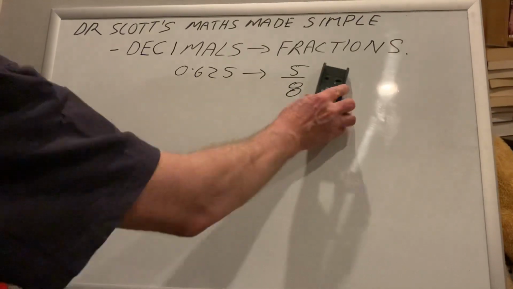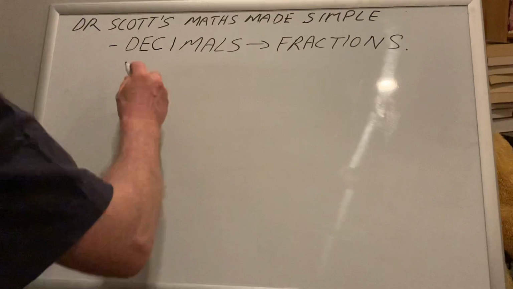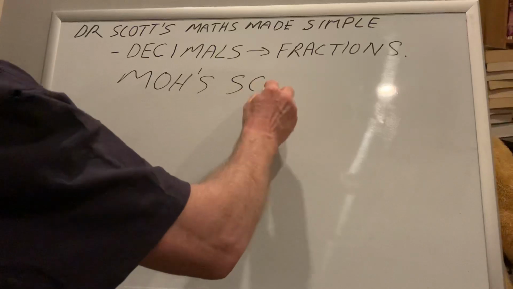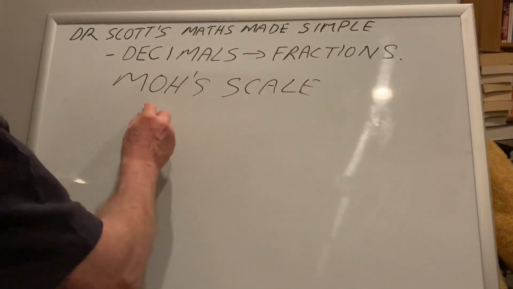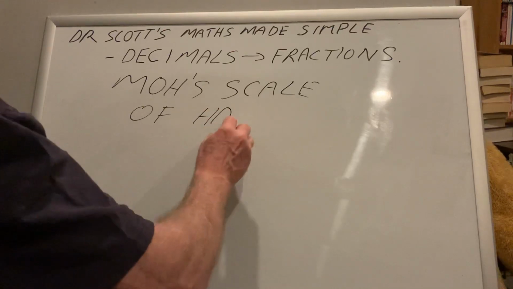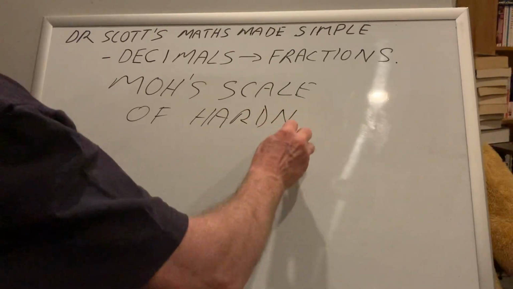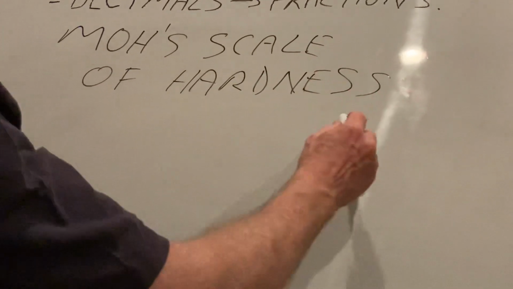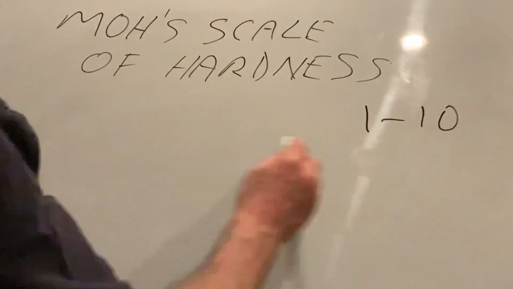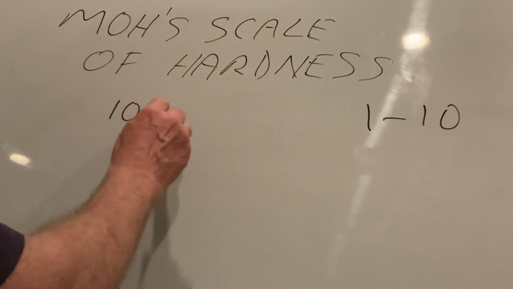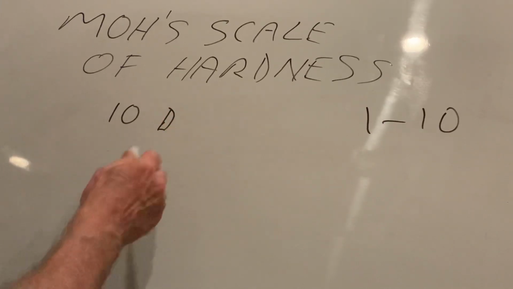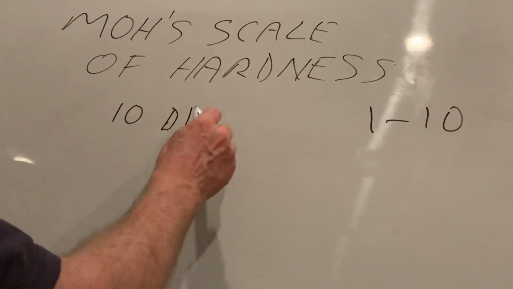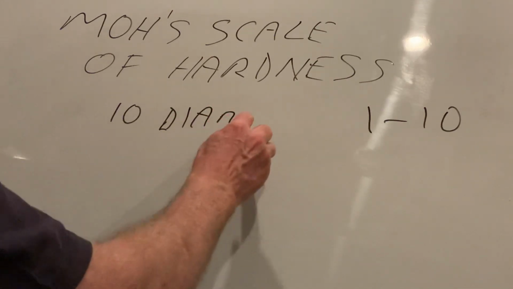One final thing, just so you know, in case someone asks you, Mohs scale of hardness is a way of measuring how hard gemstones are. And you probably know the hardest one, it's a 1 to 10 scale, so it goes 1 to 10, and the hardest gemstone at 10 is diamond. Does that mean you can hit a diamond with a hammer? No, it'll just shatter, but you can't scratch it with anything that isn't a diamond. So diamond has a hardness of 10.